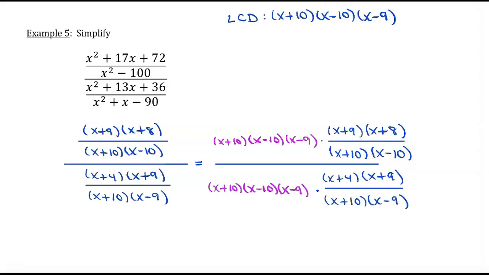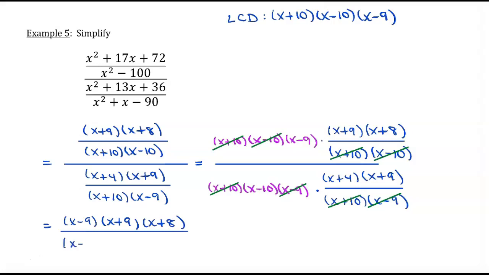Now let's see what we can simplify. We know that our denominators should all simplify to a factor of 1 because we multiplied by the least common denominator. Looking in the numerator, we can cancel out our factors of x plus 10 and our factors of x minus 10. In the denominator, we can cancel out our factors of x plus 10 and our factors of x minus 9. This leaves us with x minus 9 times x plus 9 times x plus 8 in the numerator, and x minus 10 times x plus 4 times x plus 9 in the denominator.